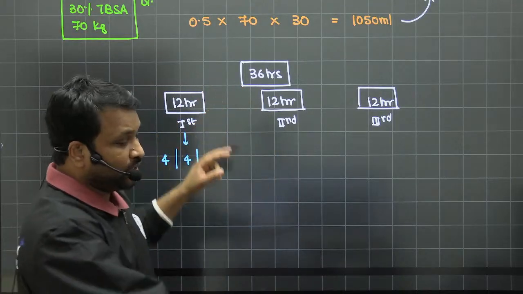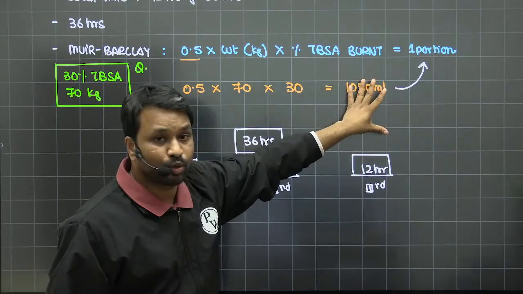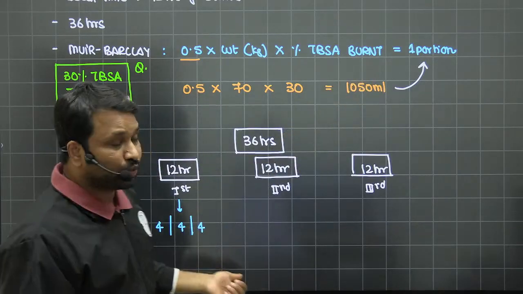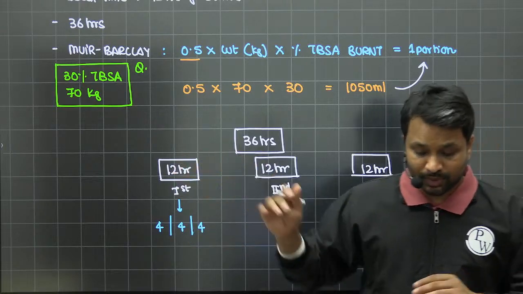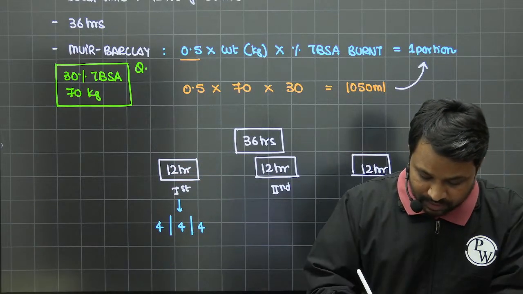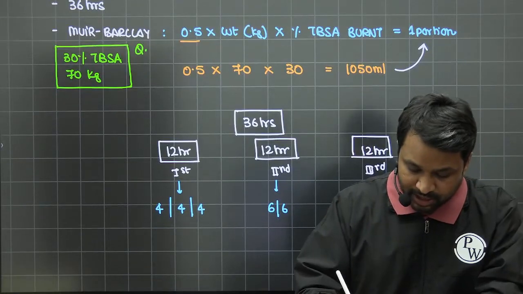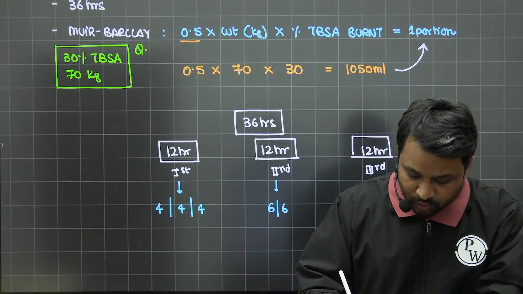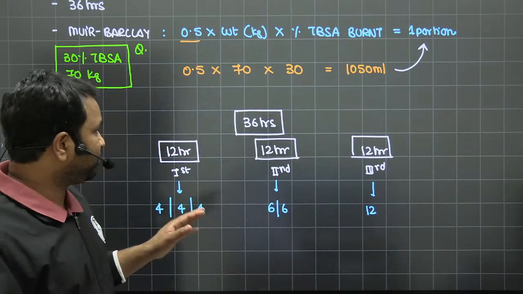What is a portion? The amount of colloid that you have calculated. This is called one portion. So I can give 1 liter every 4th hourly for 3 consecutive times, that means for the first 12 hours. In the second 12 hours, I will give every 6th hourly, so I can give 2 portions. And in the last 12 hours, I will give only 1. So this is the protocol which is called the Muir and Barclay protocol.